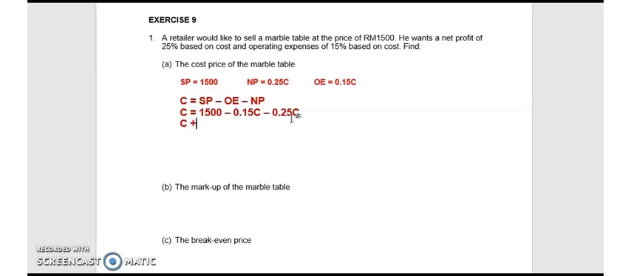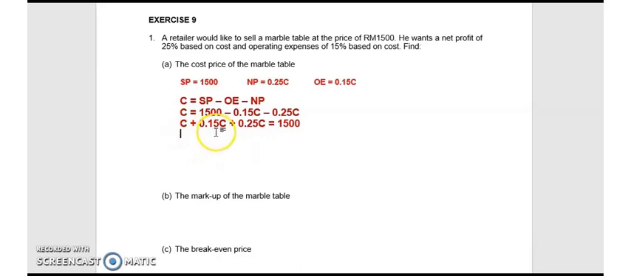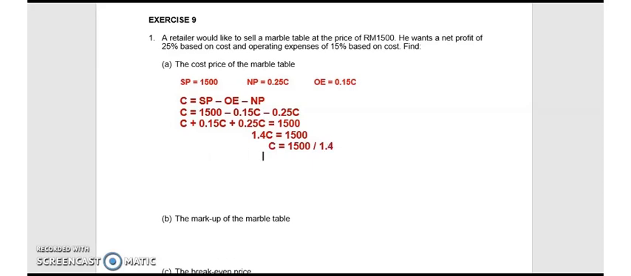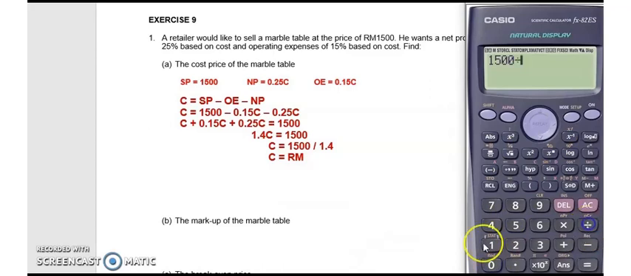So C plus 0.15 C. The negatives you bring to the left-hand side, and they become positive, plus 0.25 C, equivalent to what you have on the right-hand side, 1,500. 1C plus 0.15 C plus 0.25 C is equivalent to 1.4 C. So 1.4 C equals 1,500, where 1.4 C means 1.4 multiplied by C. We just want C, so C equals 1,500 divided by 1.4.